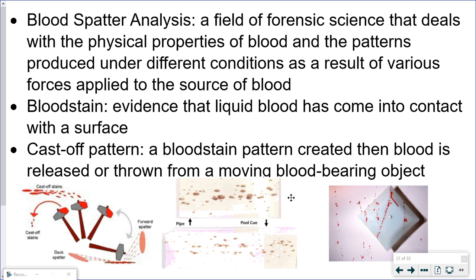The cast-off stains will have different shapes depending on the weapons used. So in our image in the middle, if you notice, we have a pipe and a pool cue. Both are cylindrical in shape. The pipe tends to be thicker, so it results in larger blood drops than the pool cue, which will have smaller drops. Whereas if they're using something like a knife that's very thin, it'll result more in the image on the right, where the droplets are more stringy.